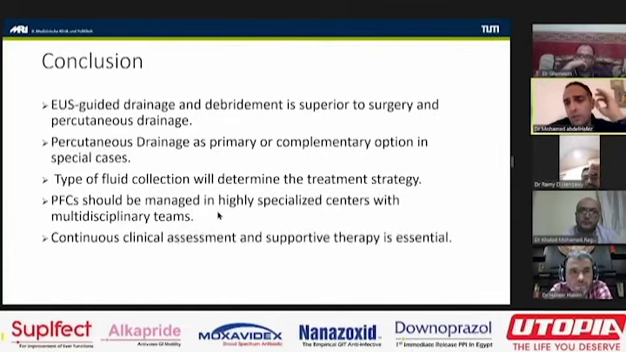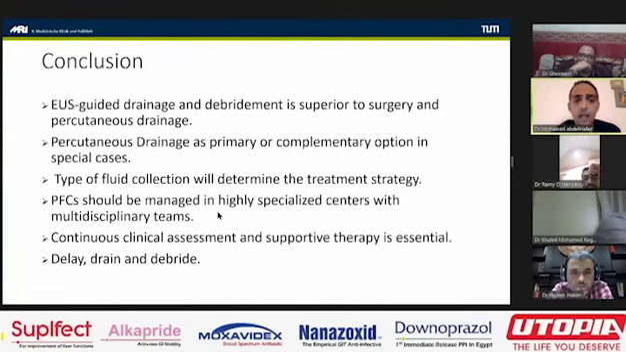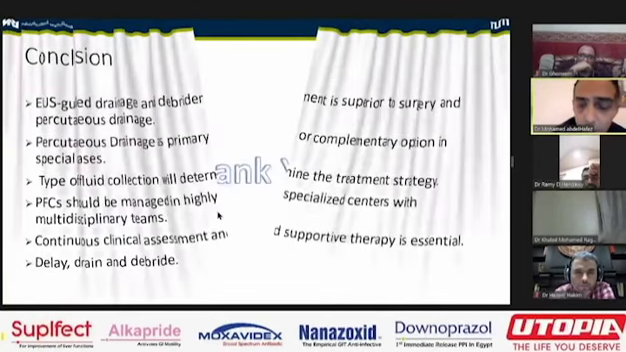We must not forget that pancreatitis is a systemic disease. It is not only the necrosectomy, not only the drainage. The patient should have full supportive therapy, antibiotics, fluids, whatever, ICU if he needs. And don't forget: delay, drain, and debride. Thank you very much.